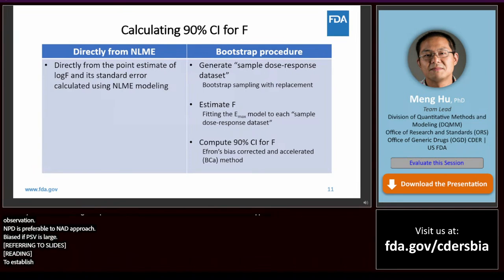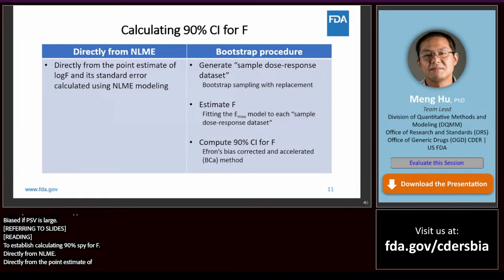Two methods are recommended. The 90% confidence interval can be directly obtained from the nonlinear mixed effect model, directly from the point estimate of log F and its standard error calculated using the model. Alternatively, the 90% confidence interval can be obtained from the bootstrap procedure, which includes three steps.